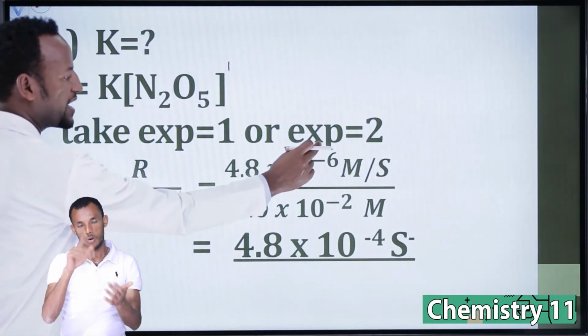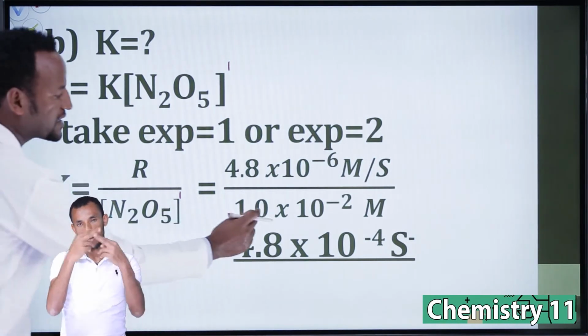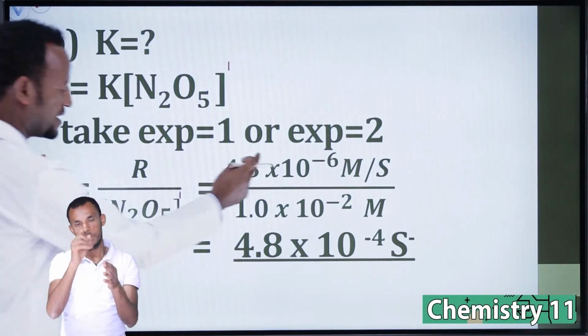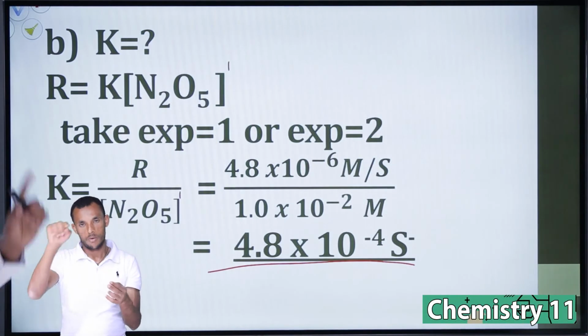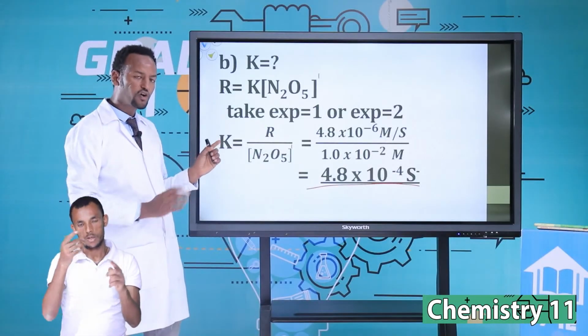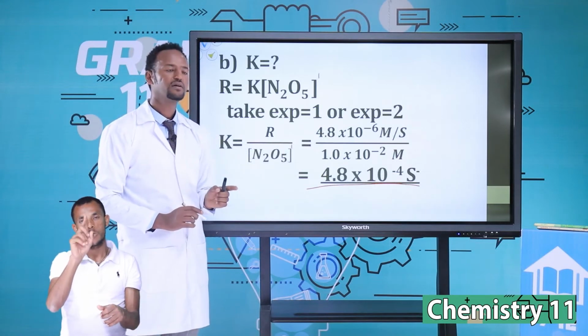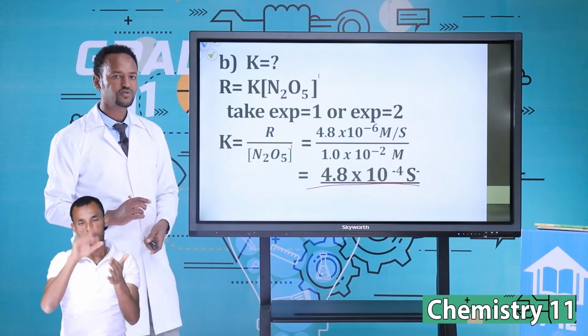4.8 times 10 raised to minus 6. Which one? Rate 1. Divided by 1 times 10 raised to minus 2, concentration 1. This is 4.8 times 10 raised to minus 4. Because K is constant, for R1, C1, or R2, C2, it gives 4.8 times 10 raised to minus 4.